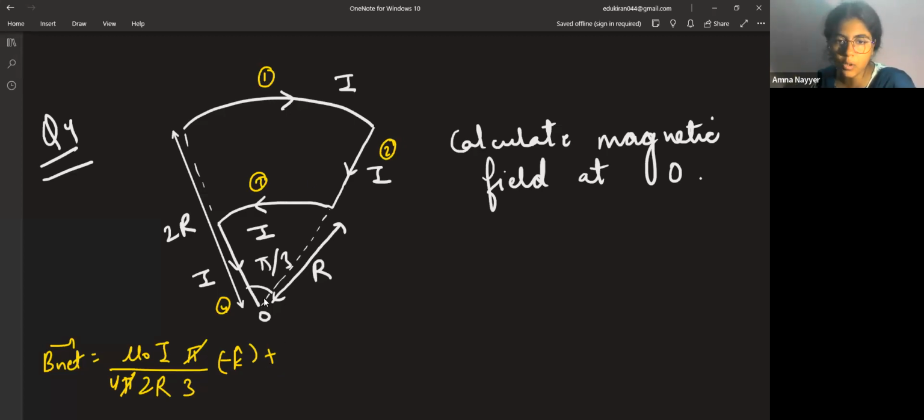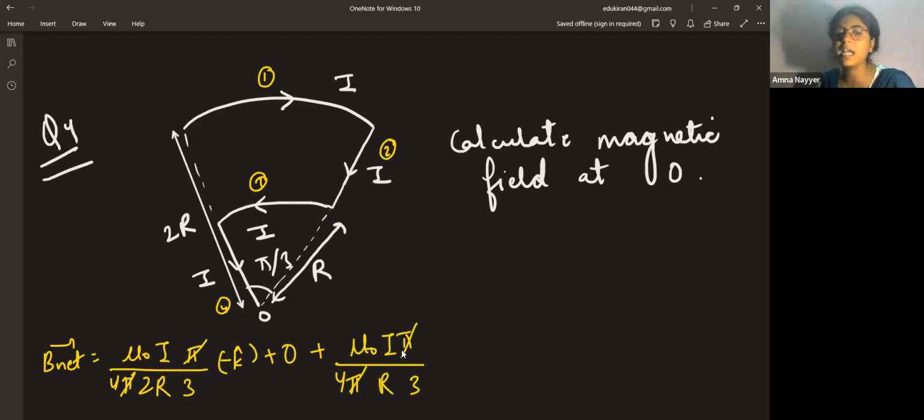This point O is lying on the axis of the second figure. So directly it will be zero. Can you notice this is coming on the axis of it? Now third one. Third one is again an arc. So mu naught, what is the current? Current is I. Angle is pi by 3, by 4 pi, and what is the radius? See, this radius is just r.